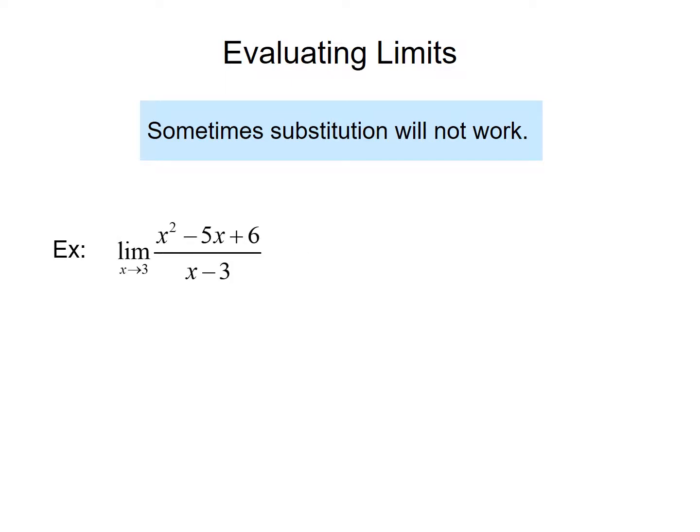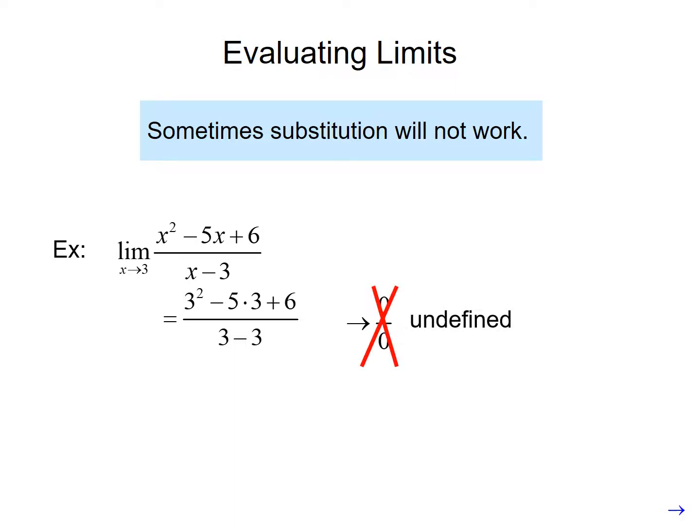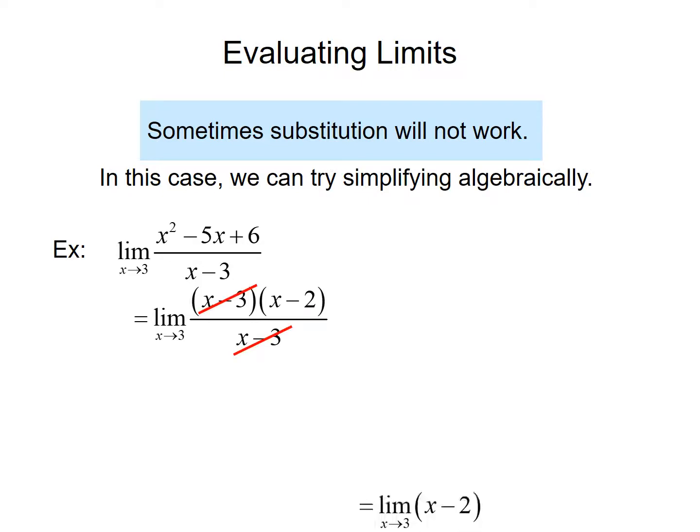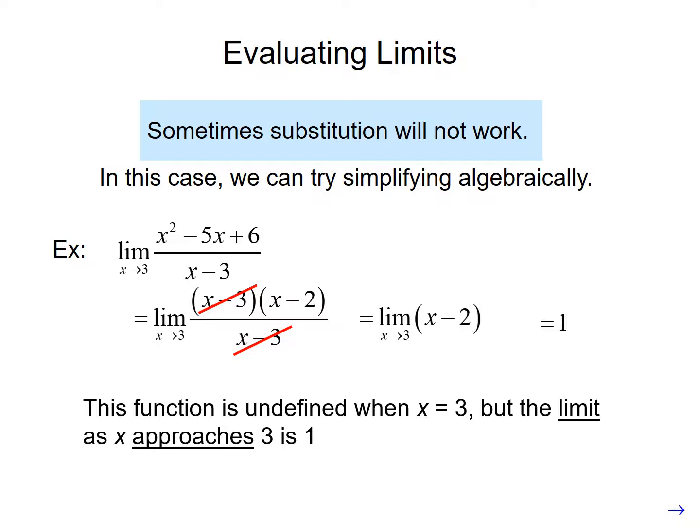Now if I try substituting here, plug in 3, and I get 0 over 0. Again, cross that out. We don't want to ever say 0 over 0 because that's not a meaningful statement. So we'd say that this is undefined. But this may actually have a value, so let's find out. If we factor the top, we can cancel the common factors, now plug in 3, and we get 1. So this function does not have a value. It's undefined when x equals 3, but the limit as x approaches 3 is 1.